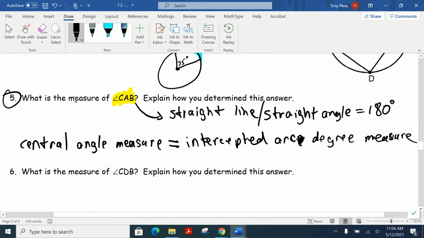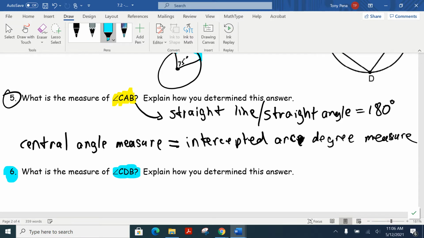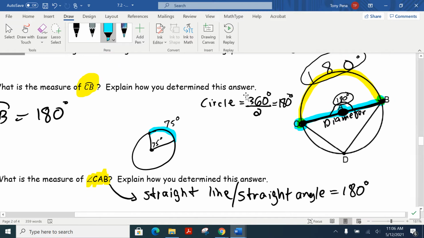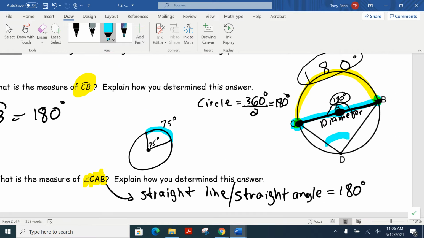All right, number 6, let's see what we remember from the previous page. Now go to angle CDB. So let me pull the picture back up. Here is angle CDB. It's what we did on that previous page.